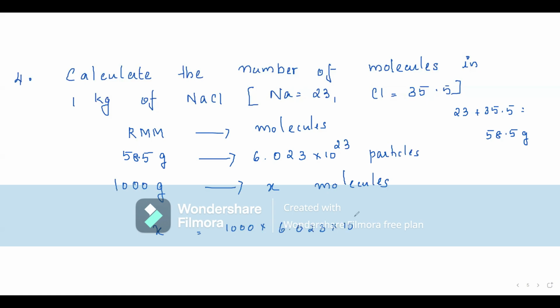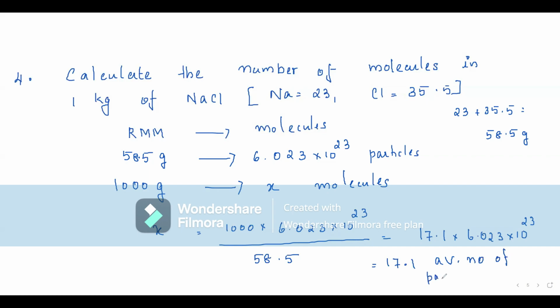6.023 into 10 to the power 23 divided by the molecular mass 58.5. So the answer here is 17.1 into 6.023 into 10 to the power 23 particles, which can also be written as 17.1 Avogadro number of particles.